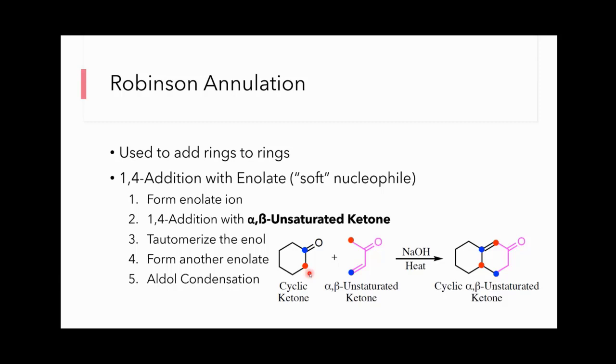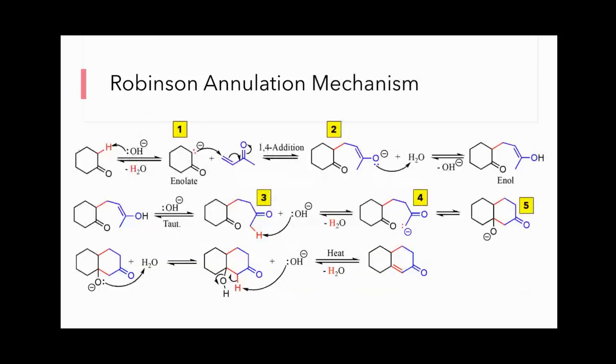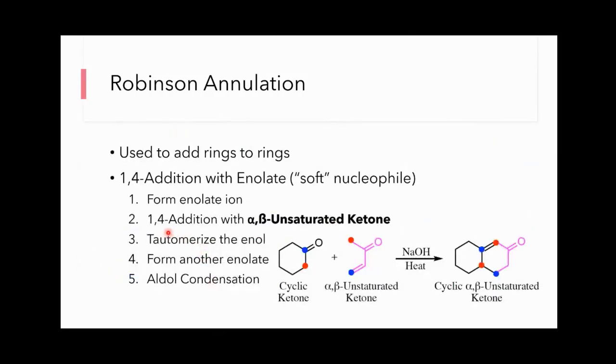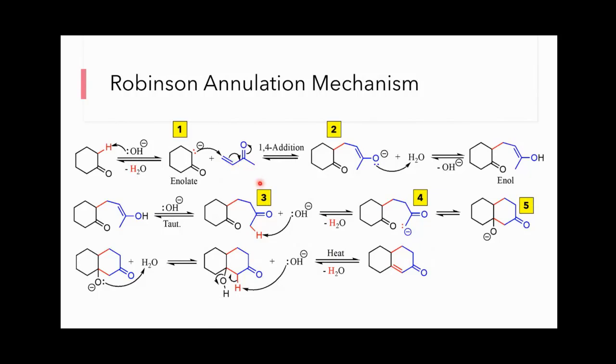But here are the steps. Let me see if I have the mechanism. Okay. So number 1, form enolate ion. So we form an enolate. And then the next one is you do the 1,4 addition with the alpha beta unsaturated ketone. And you get this. You treat it.